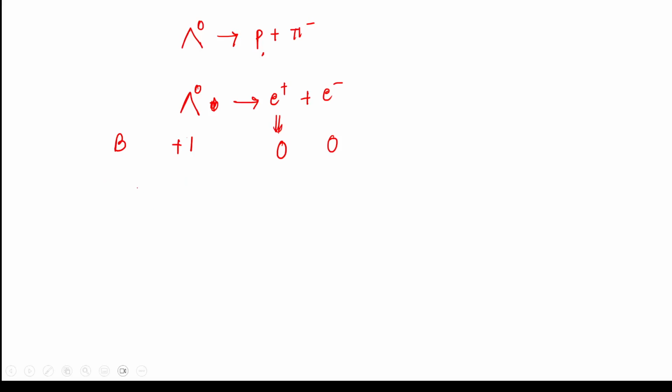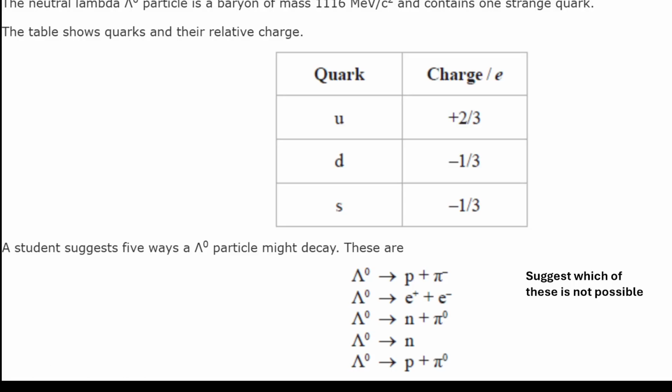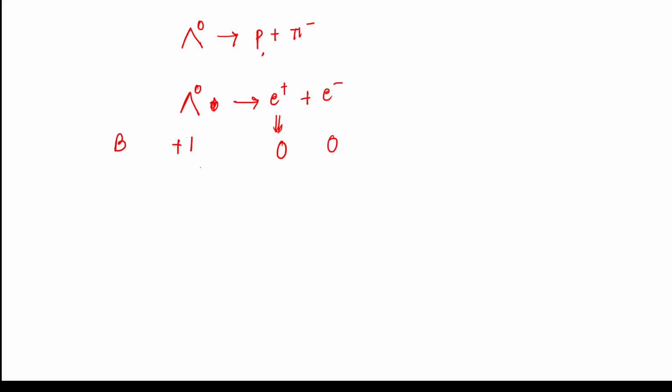Let's try the third one. Delta 0 is changed into a neutron plus a neutral pion. So obviously now the baryon number: neutron has a baryon number of plus 1. So this looks like it is possible. Charge is conserved and baryon number is also conserved. So the first one is possible, the second is not possible, and the third is possible.